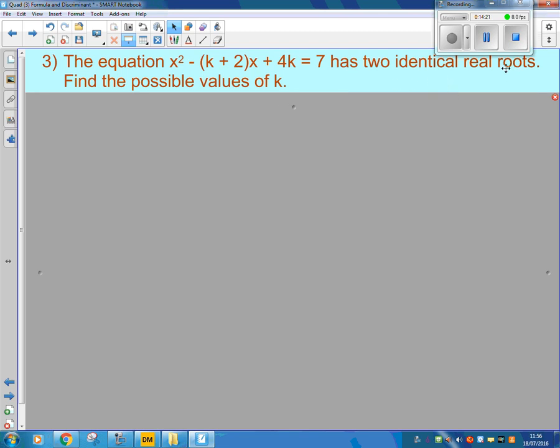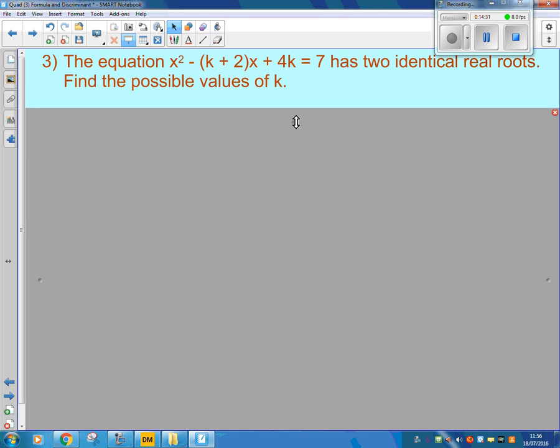And as soon as you see 2 identical real roots, we say to ourselves, well, that means b squared minus 4ac must equal 0. So we're going to be using b squared minus 4ac.